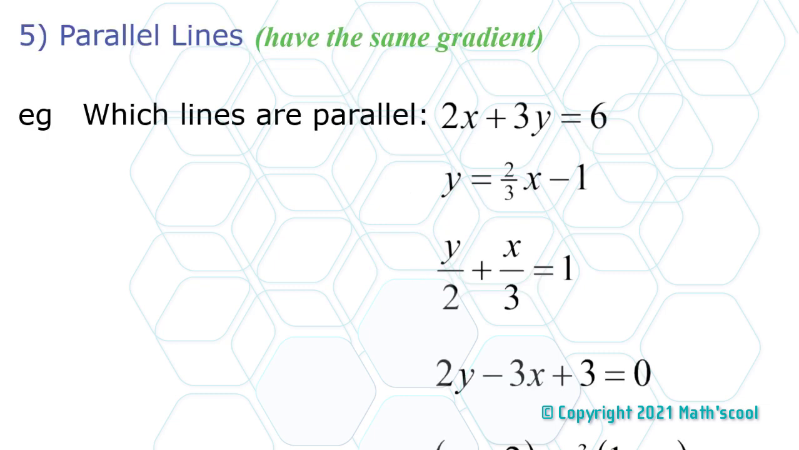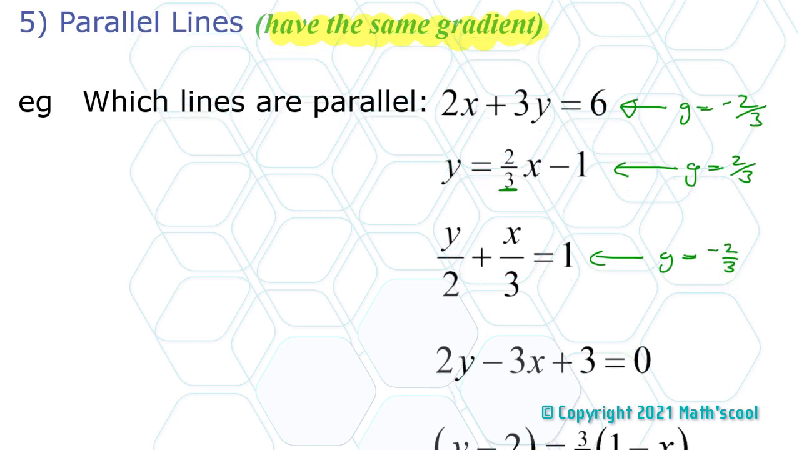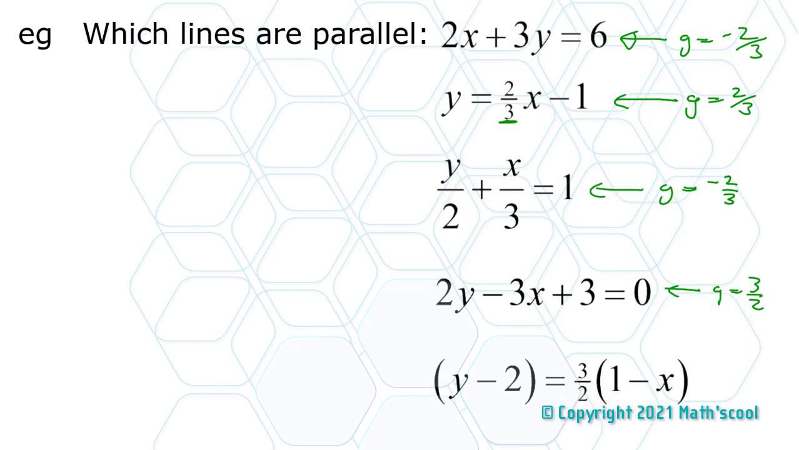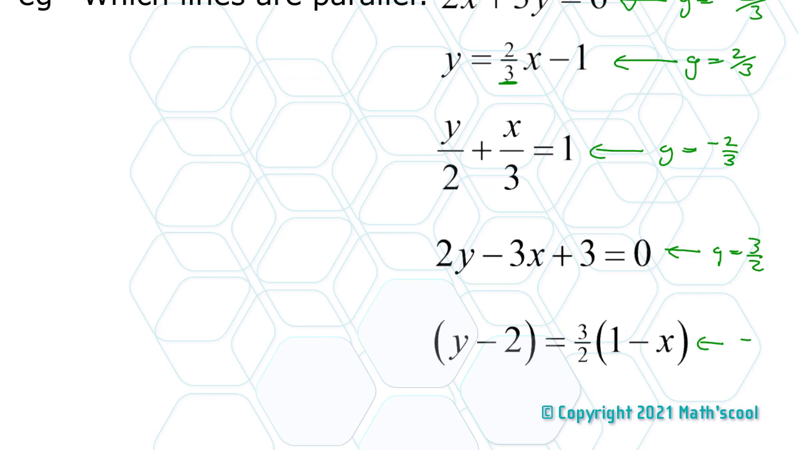Which lines are parallel? Parallel lines have the same gradient. So using the same method as before, we can easily find these gradients. I'm just going to do them in my head. The gradient here is going to be minus 2 over 3, that's just in the form y equals mx plus c. The gradient here is going to be 2 over 3. And the gradient here is going to be minus 2 over 3. And then the gradient here is going to be 3 over 2. And then the gradient here is going to be minus 3 over 2.